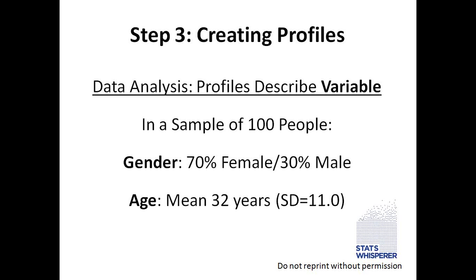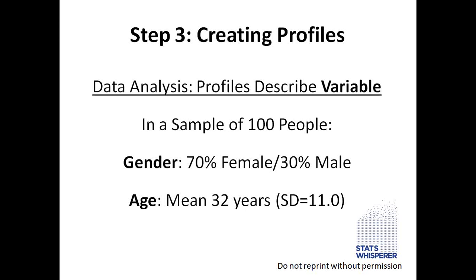Now reflexively, if we were talking about data analysis, we're making a profile describing each variable. So we have a couple of examples here. If we had a sample of 100 people and a variable called gender, we would want to describe the characteristics of the variable gender, as if it were a person we were talking about. Of the variable gender, what are the characteristics? 70% of the sample is female, and 30% is male.